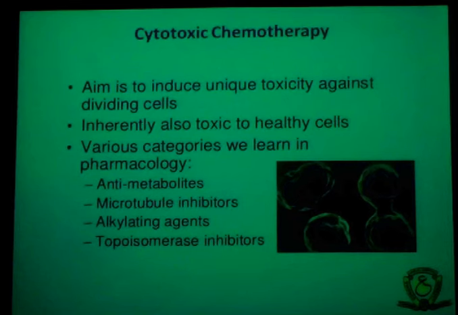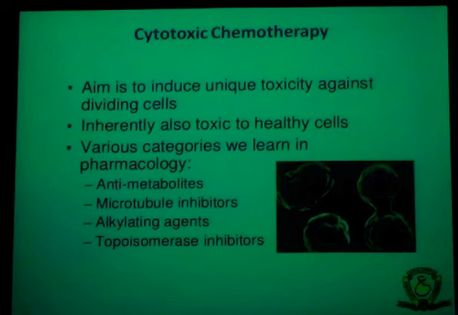But the problem is there are other healthy cells which also cycle very well. For example, hair cells, that's why people undergoing chemotherapy lose hair. Because these cells are actively cycling. Stem cells are actively cycling. That is why you see a lot of side effects.